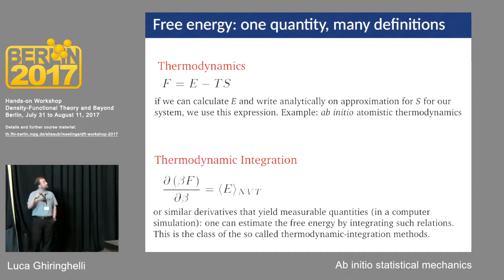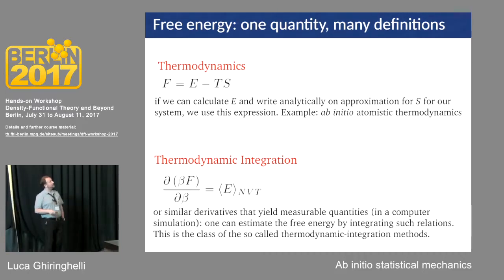So in thermodynamics, the free energy is E minus TS. Simple and good. Actually, if you can tackle the entropic term properly, that's it. You can evaluate the free energy of a system simply. And there is a method that is called ab initio atomistic thermodynamics that actually exploits this fact. So basically with energy and a little bit of reasoning on the system, you get out free energy.